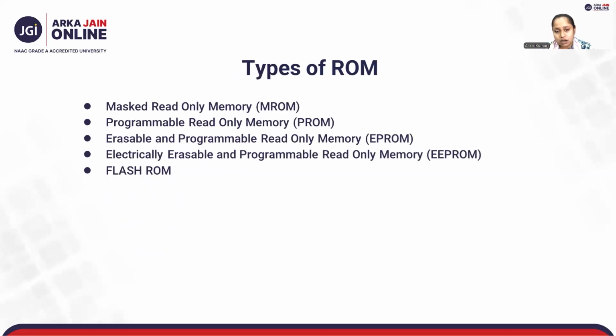Types of ROM. Mask read-only memory, MROM. It is the oldest type of read-only memory. It has become obsolete, so it is not used anywhere in today's world. It is a hardware memory device in which programs and instructions are stored at the time of manufacturing by the manufacturer. So it is programmed during the manufacturing process and can't be modified, reprogrammed, or erased later.